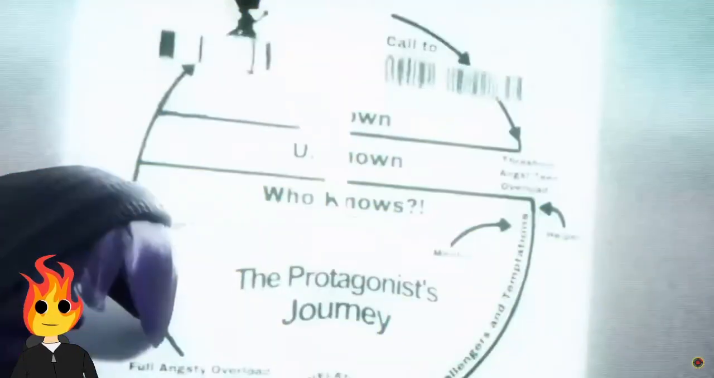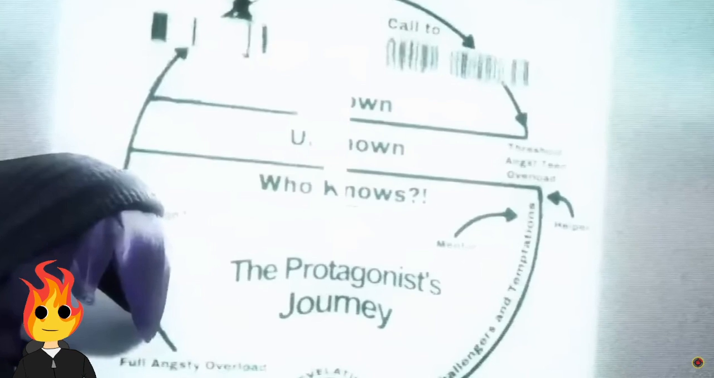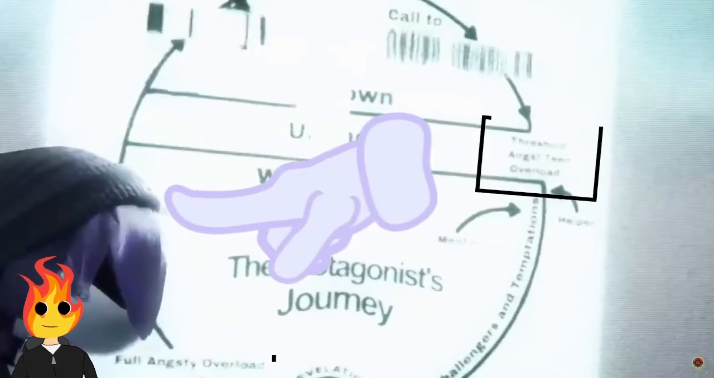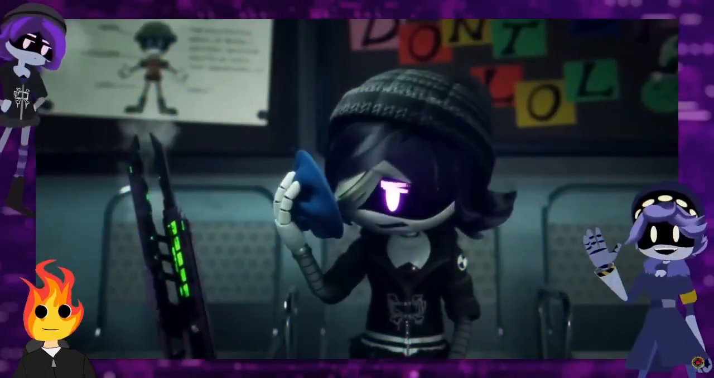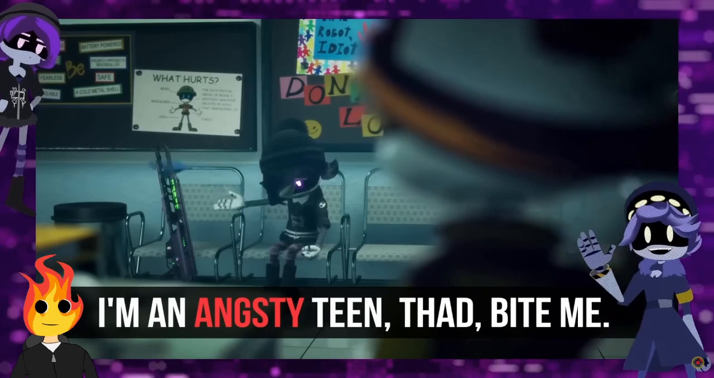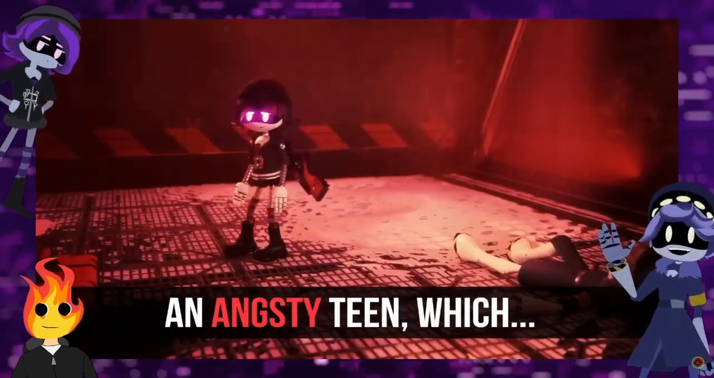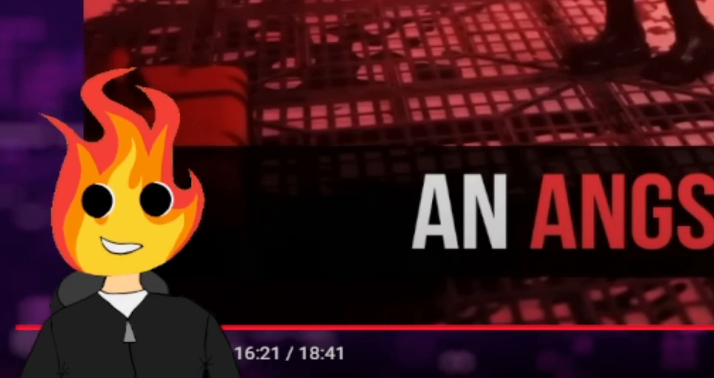And mind you, this diagram isn't just for any generic hero's journey. It is one that is specifically built for Uzi. Notice all the references to angst moments built into this wheel. And if there is one emotion that definitely connects back to Uzi, it is angst. An angsty teen. Are we ever going to see Thad again, or is he just dead?